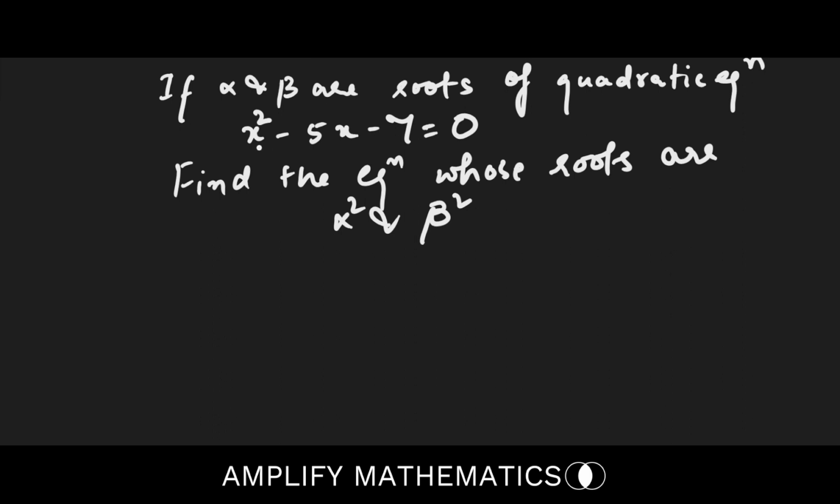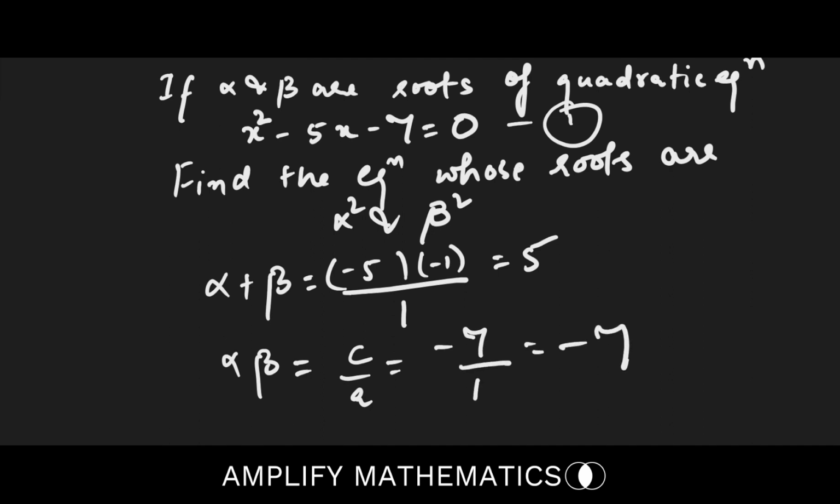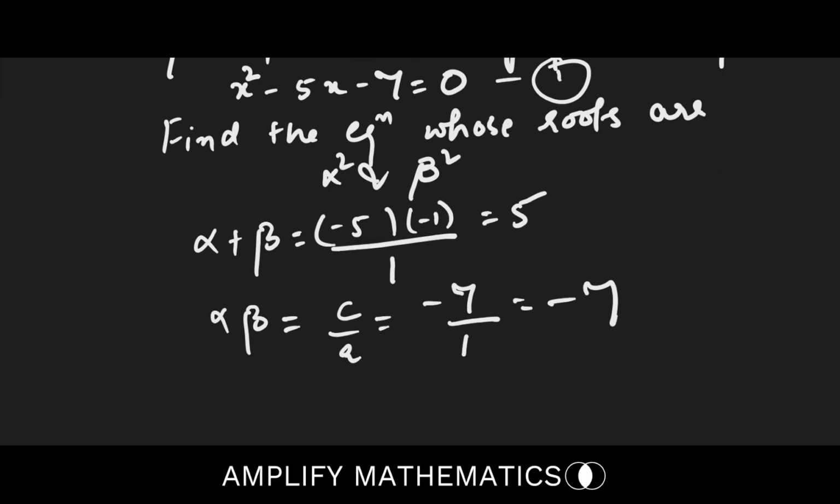Okay. So now for this first equation, we have alpha plus beta is minus b by a, which is minus 5 into minus 1 by 1. This is 5. Okay. And alpha beta is c by a, which is equal to minus 7 upon 1. This is minus 7. Okay. So now we have to find the equation whose roots are alpha square and beta square.